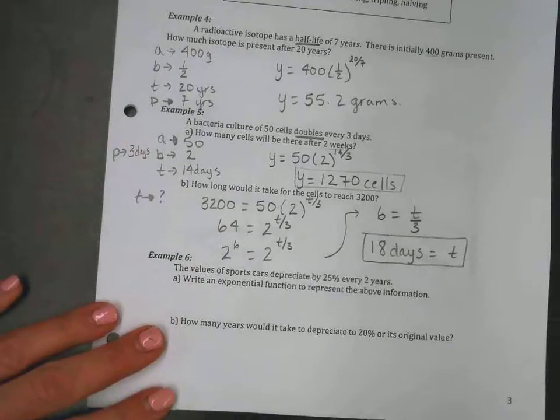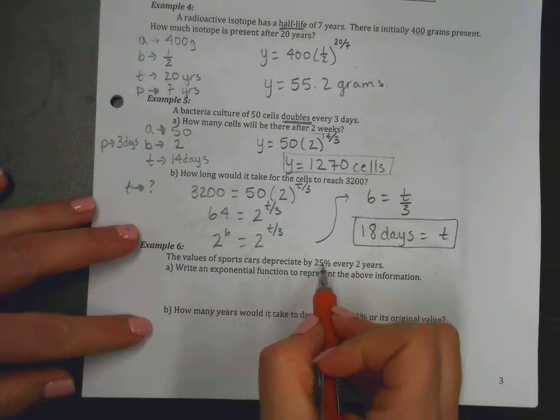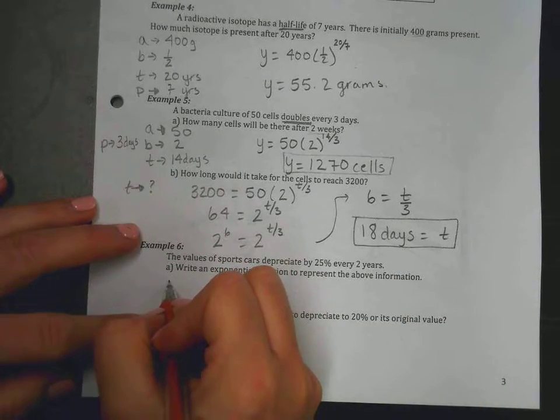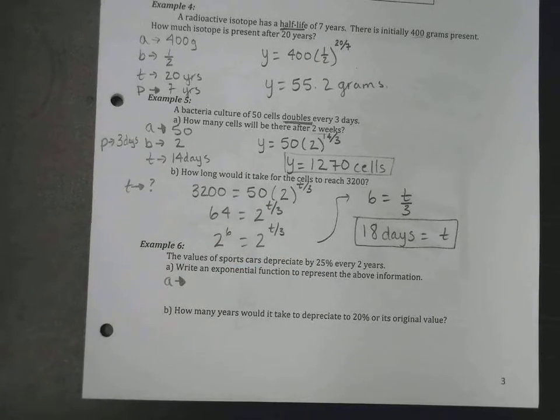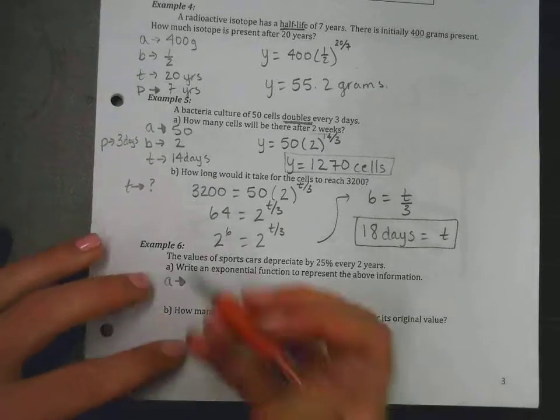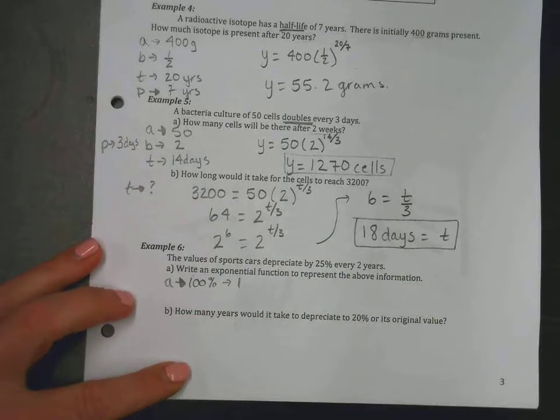All right, and then question number 6. It says the value of sports cars depreciates by 25% every 2 years. Write an exponential function to represent the above information. So in order to write our exponential function, our A value, we're not getting an initial amount, but really we're talking about percentages here. So before it's off the lot, the car is worth 100% of its value. So as a decimal, 100% would represent just the value of 1.